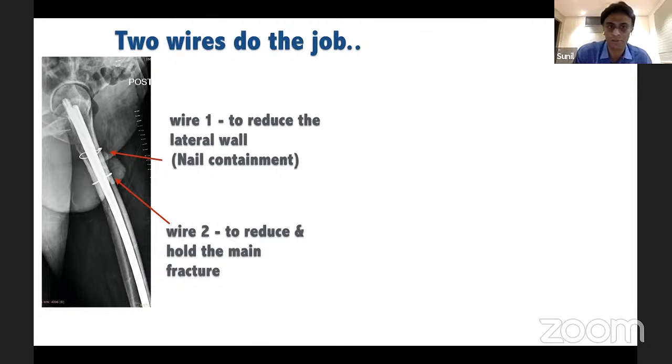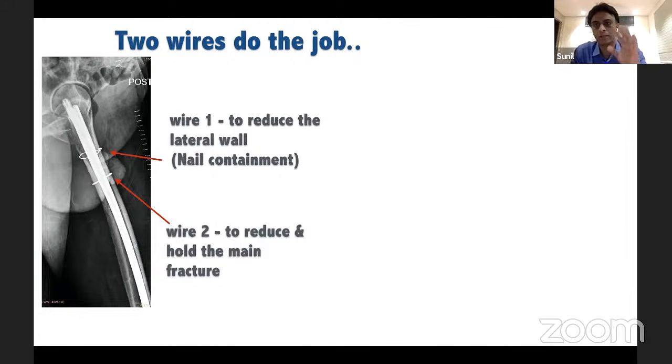So in this case, we used 2 wires. One was to reduce the lateral wall to the proximal fragment in order to contain the nail. So if you have a lateral wall fracture, and you want to keep that, and you want to use a nail, you have to make sure the nail is contained. If you have a lateral wall fracture that is undisplaced, attached to soft tissues well, then you do not have to worry about it as long as your nail is contained.